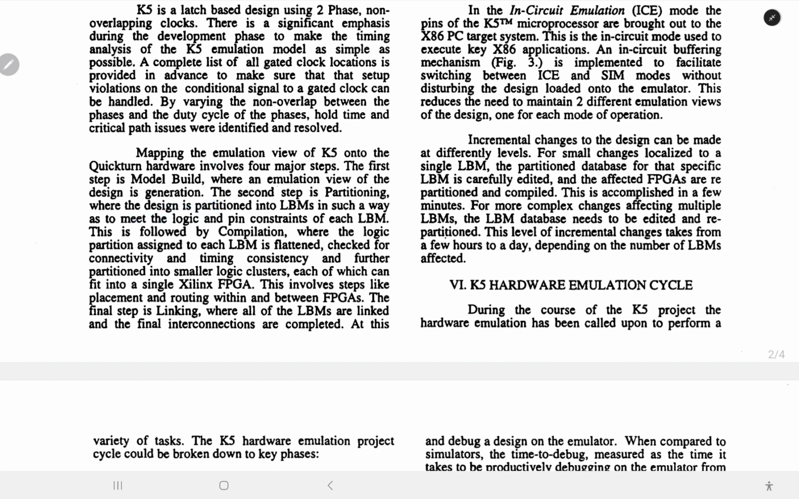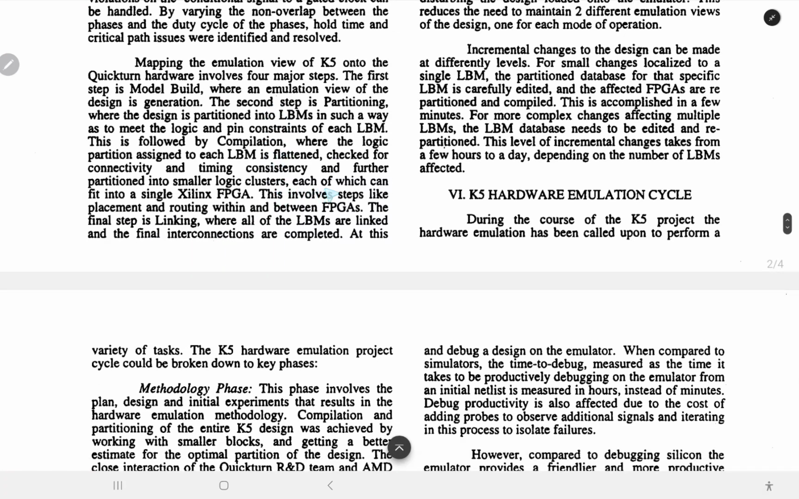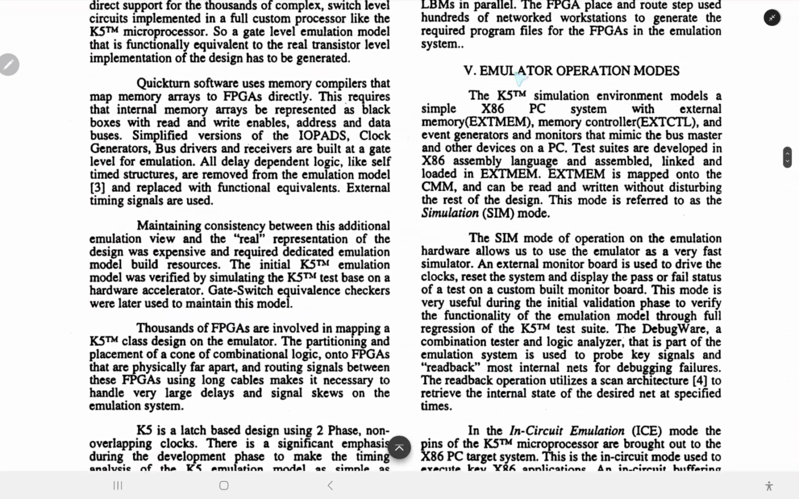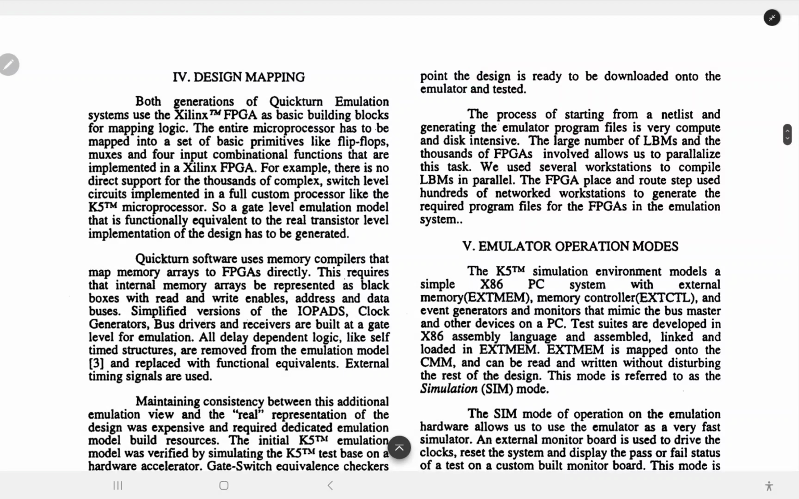This is followed by compilation, where the logic partition assigned to each LBM is flattened, checked for connectivity and timing consistency, and further partitioned into smaller logic clusters, each of which can fit into a single Xilinx FPGA. This involves steps like placement and routing between FPGAs. The final step is linking, where all the LBMs are linked and the final interconnection is completed. At this point the design is ready to download onto the emulator and test.